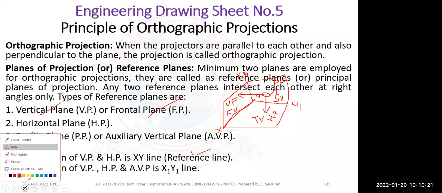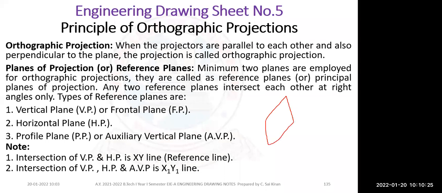I'll draw once again. This is your vertical plane, and this is your horizontal plane. Where the vertical plane and horizontal plane are touching, that is called the XY line. Similarly, where the vertical plane, horizontal plane, and profile plane meet, that is the X1 line. This is the starting of the line, and at the ending of the line you have to write Y1.